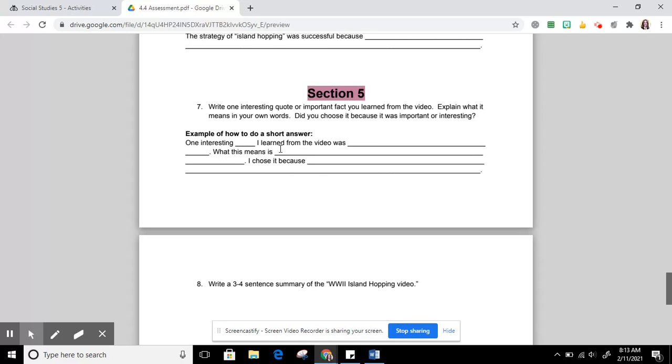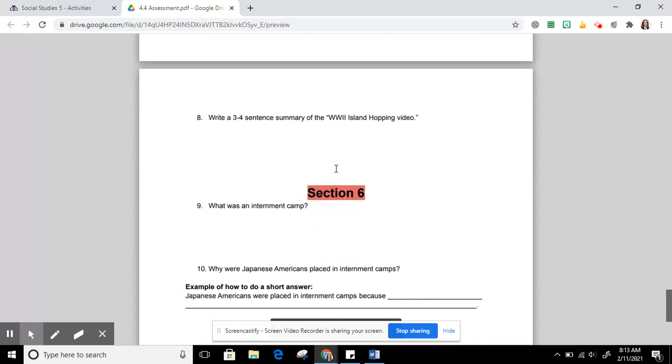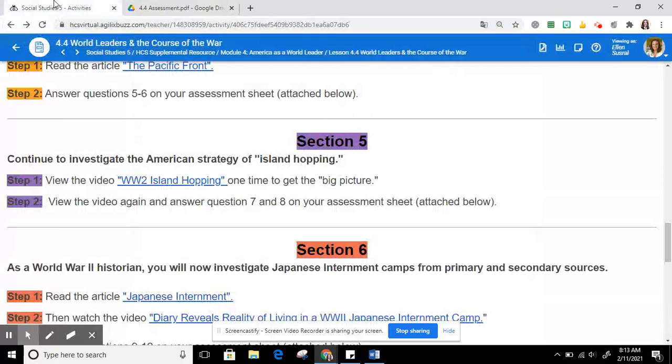What this means is blank. You're going to explain what your quote or fact means. And then I chose it because, why did you choose it? Why did you choose that quote? Why did you choose that fact? And then number 8, write a 3 to 4 sentence summary of the World War II island hopping video. Again, 3 to 4 sentences, complete sentences.